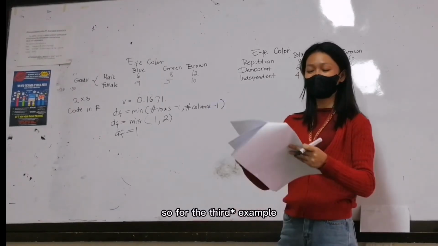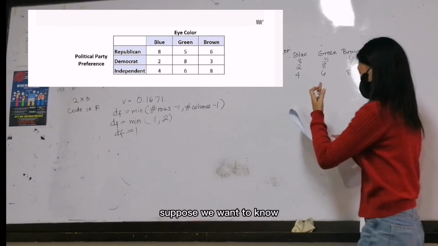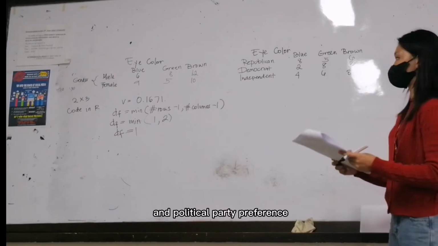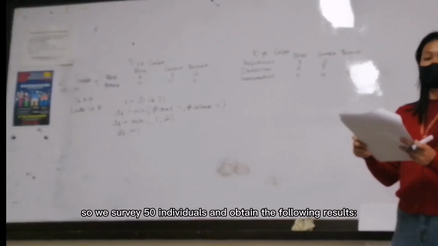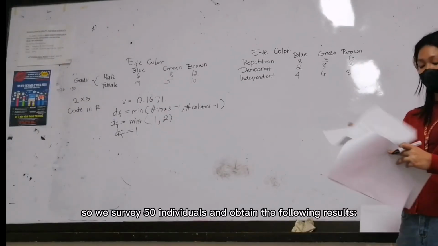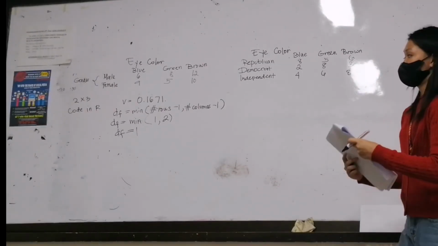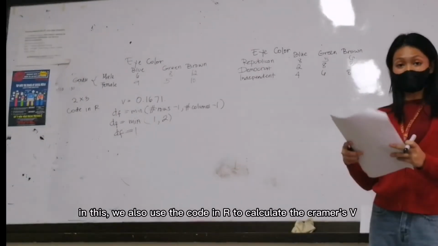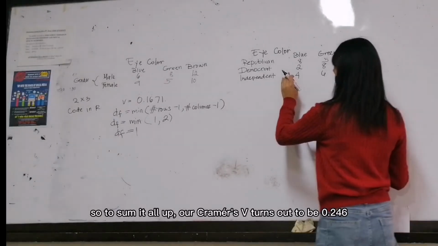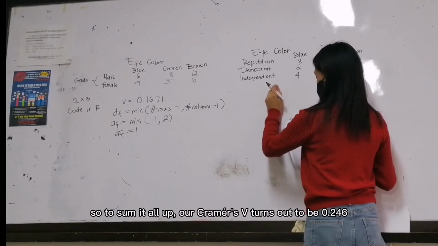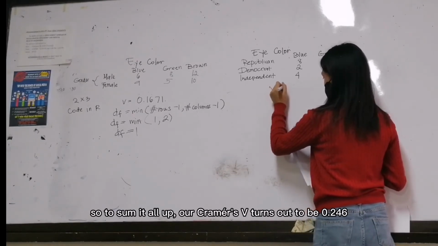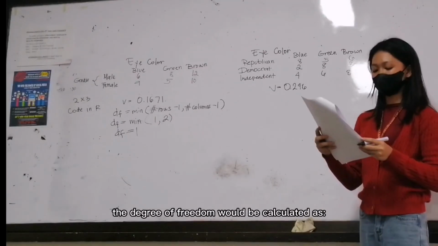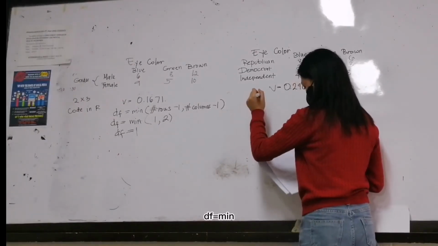So, for the second example, suppose we want to know if there is an association between eye color and political party preference. We surveyed 50 individuals and obtained the following result. In this, we also use code in R to calculate Cramér's V. Cramér's V turns out to be 0.246.